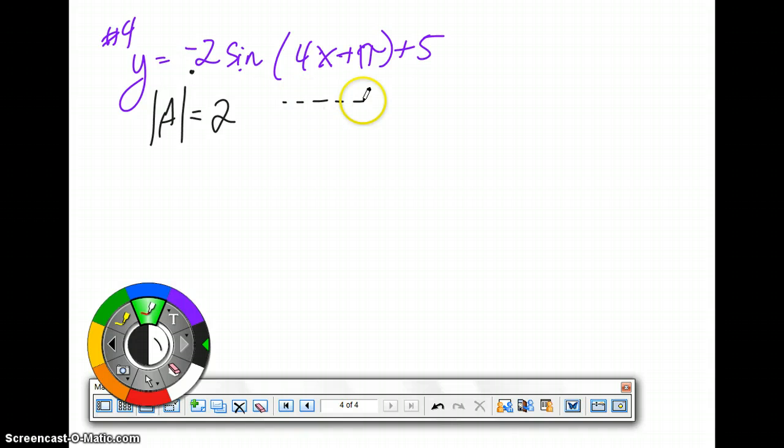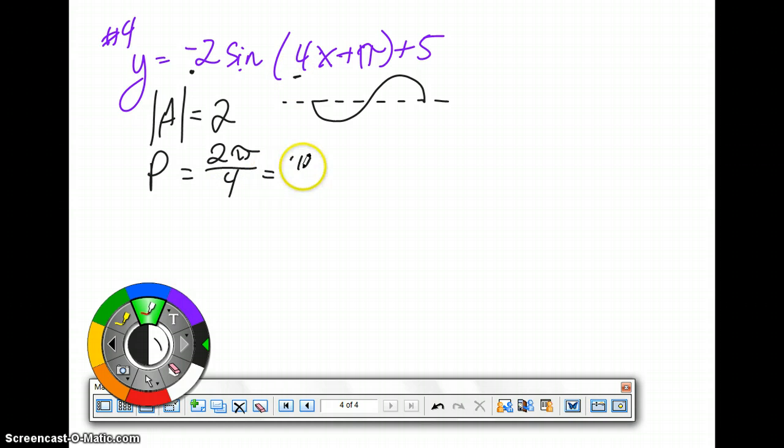So when we make our graph, we've got our balance line. We're actually going to have to come down underneath it, because when that's negative, it flips it over. So that's what our graph should look like. Our period is going to be 2 pi divided by 4, because it is this number in front of x. That is our b. So we simplify that, and our period is pi over 2.